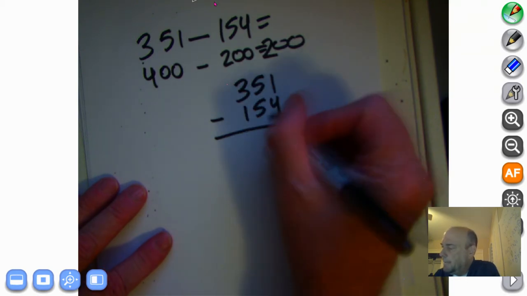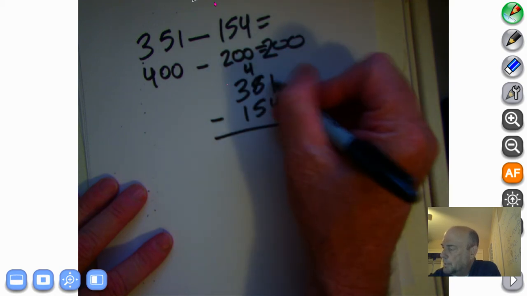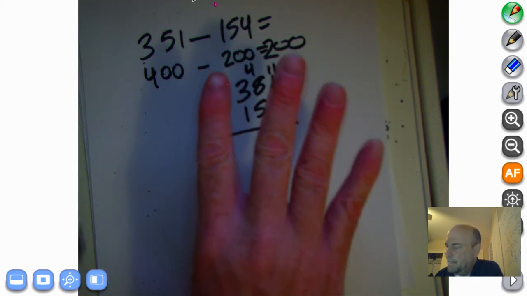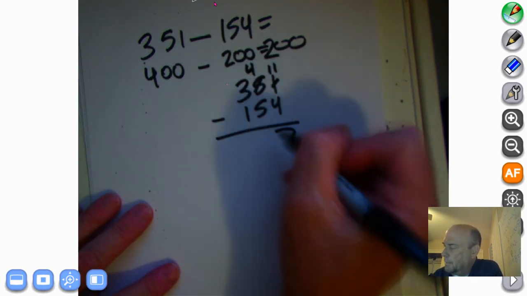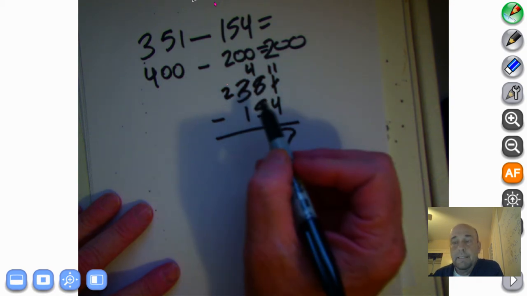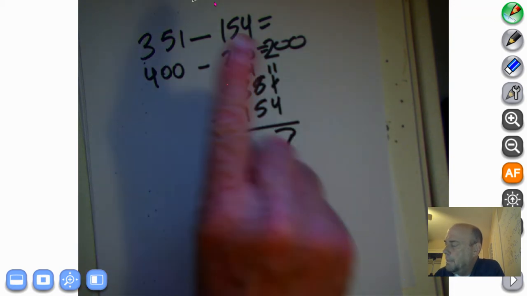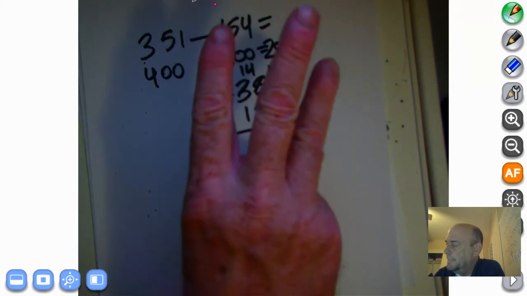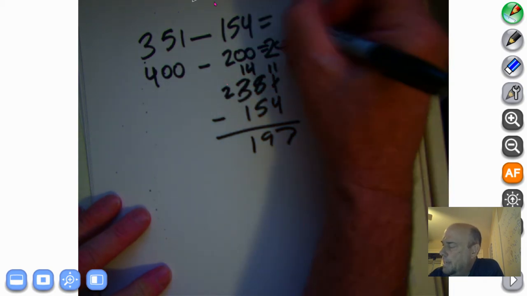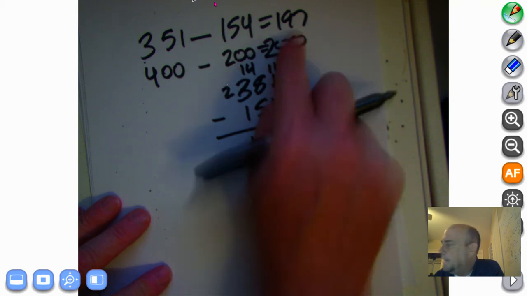And welcome back. I can't take 4 ones away from 1 one, so I'm going to decompose those tens. 10 plus 1 is 11. 11 minus 4 is 7. I can't take 4 tens away from 5 tens, so I'm going to have to decompose this 100. 10 tens, which is 100, plus 4 tens is 14. 14 minus 5 is 9. And 2 minus 1 is 1. 197. Look how close our estimate was to our actual, only 3 away.